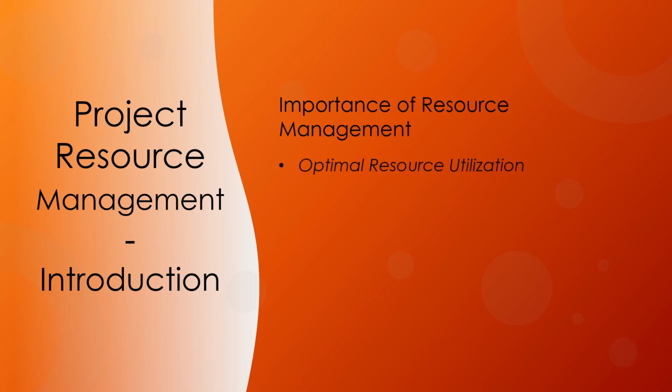Effective resource management ensures that resources are allocated and utilized efficiently, minimizing waste and maximizing productivity. By matching resources to project requirements and priorities, organizations can optimize their use and achieve better outcomes. Resource management helps control costs by identifying resource needs, allocating budgets accordingly, and tracking expenditures throughout the project lifecycle. By managing resources effectively, organizations can prevent cost overruns and stay within budget constraints.